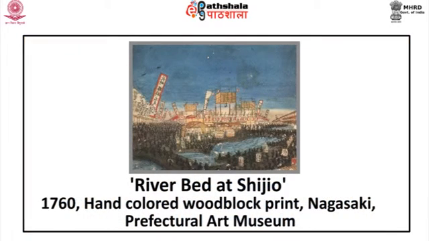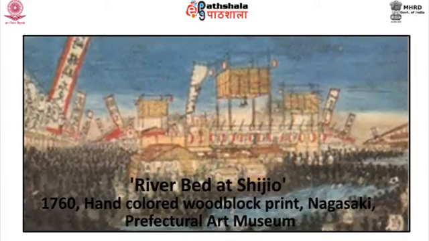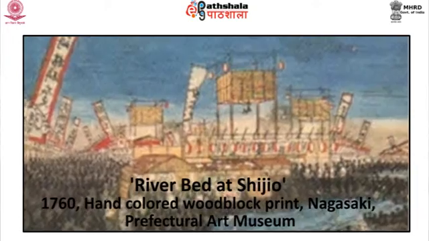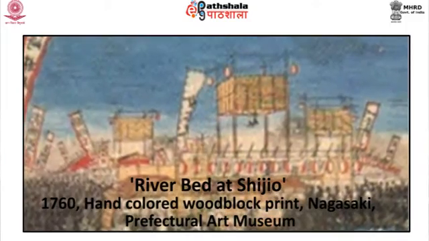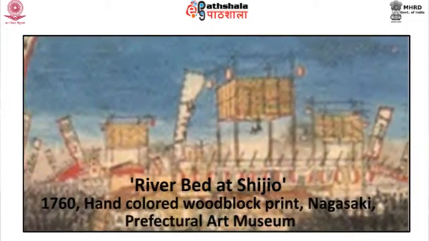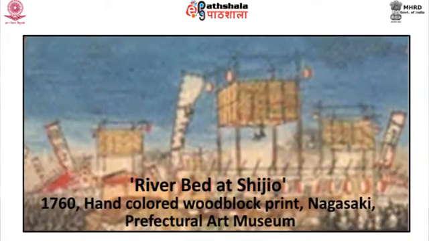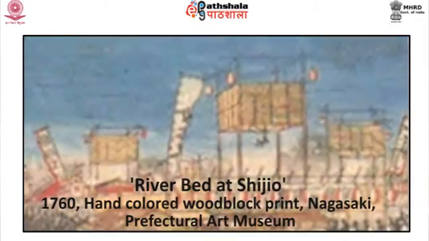The painting Riverbed at Shijo, dated to 1760, is a hand-colored woodblock print, at present in the Nagasaki Prefectural Art Museum. In this bustling nocturnal scene designed for viewing with a stereoscopic device, figures are silhouetted against the lantern-lit restaurants and theaters. An acrobatic performance dominates the background. Later, he skillfully applied many of these European principles to large-scale figure and landscape painting.